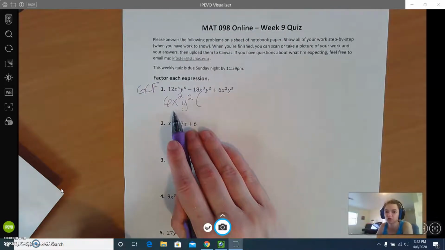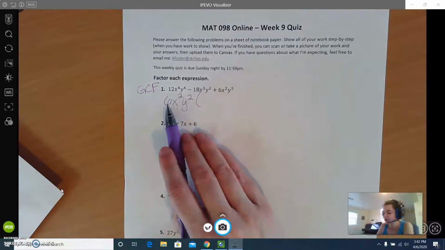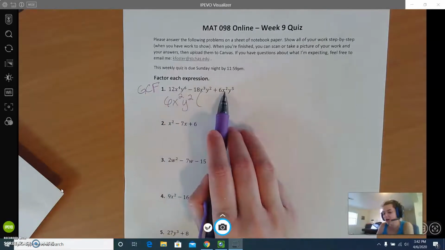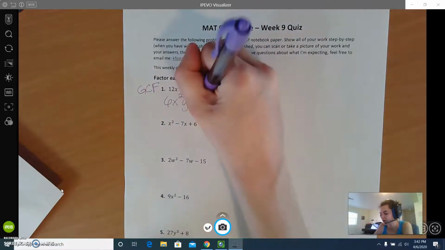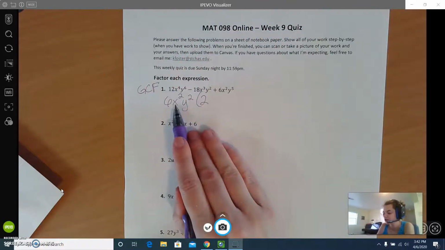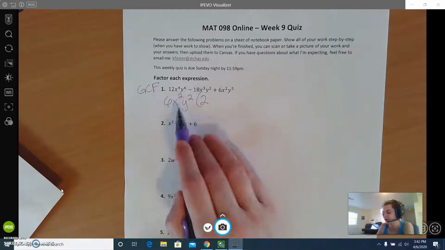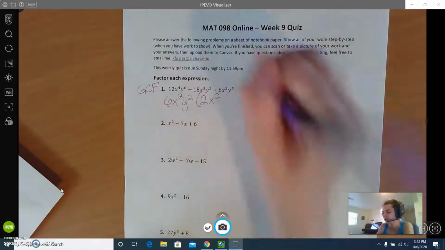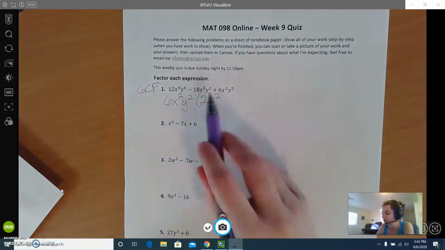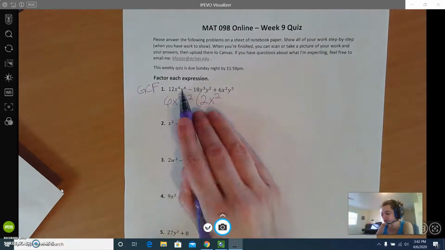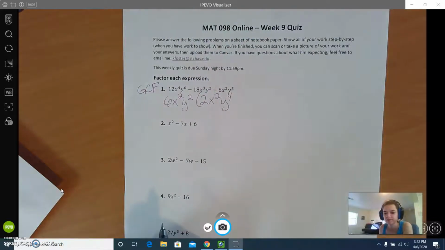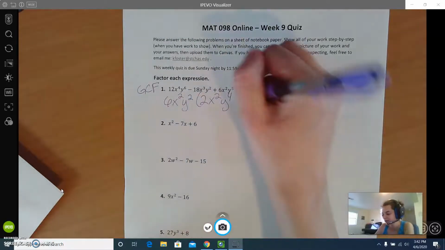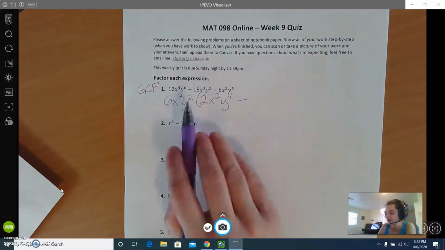Factoring is like unmultiplying. So if it helps to try to remultiply to get here, sometimes that can be a good strategy. So 6 times what gives you 12? 6 times 2 gives me 12. X squared times what gives me x to the 4th? X squared times x squared gives me x to the 4th. Y squared times what gives you y to the 6th? Y squared times y to the 4th gives you y to the 6th. We had a minus here. We're still going to have a minus. And we can continue on.